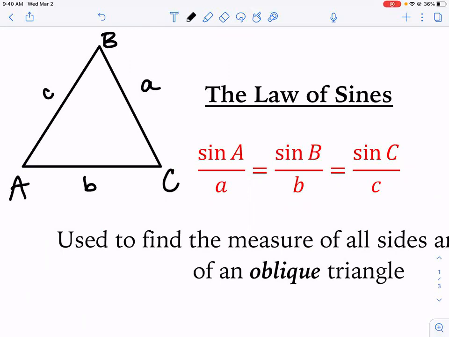I need you to get your calculators out. Okay, and sometimes we got to go back to degree mode. So get out your calculators and make sure that you are in degree mode.